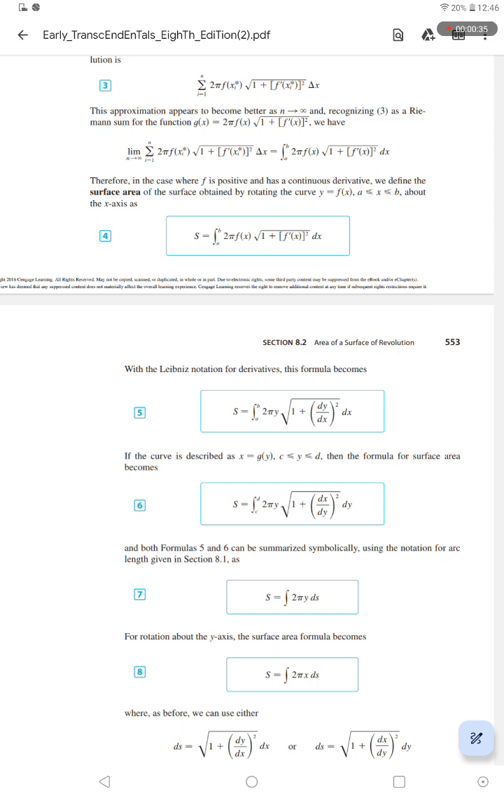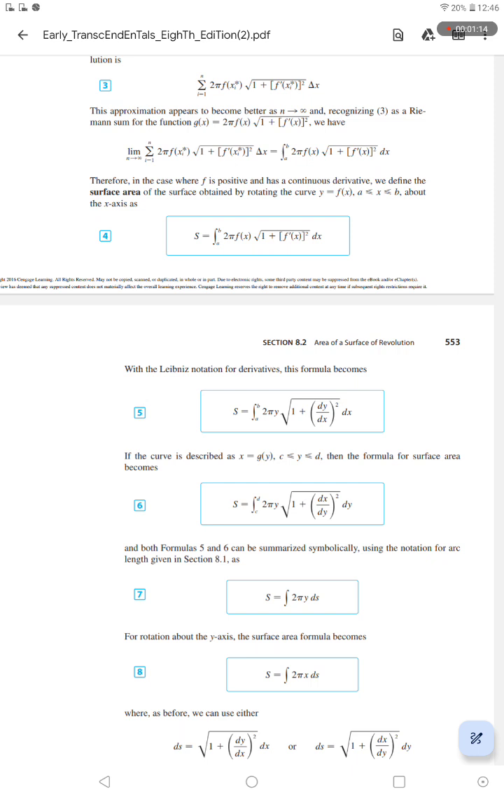We have the limit as n approaches infinity of the sum from i equals 1 to n of 2 pi f of x star sub i times the square root of 1 plus open bracket f prime of x star sub i close bracket squared times delta x equals the integral from a to b of 2 pi f of x times the square root of 1 plus open bracket f prime of x close bracket squared dx.